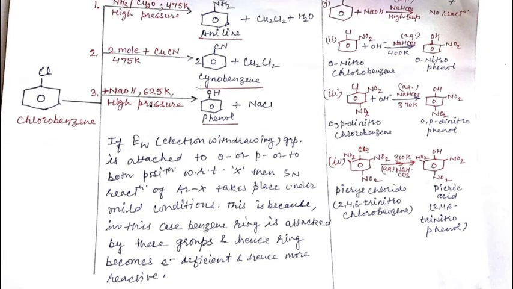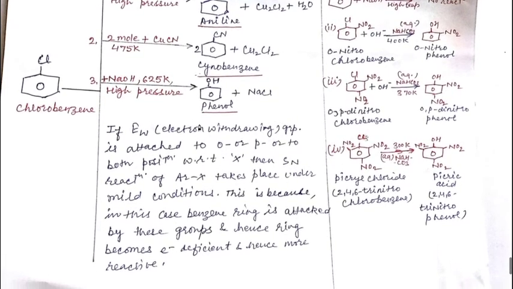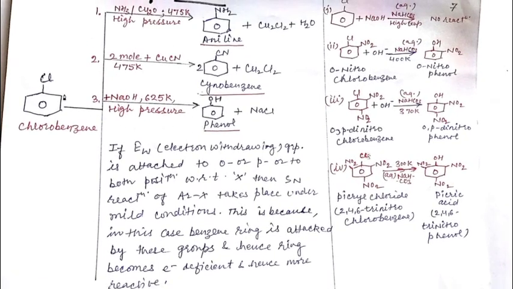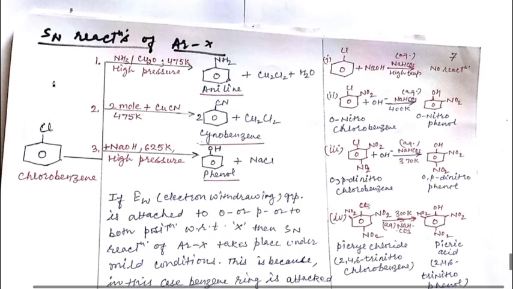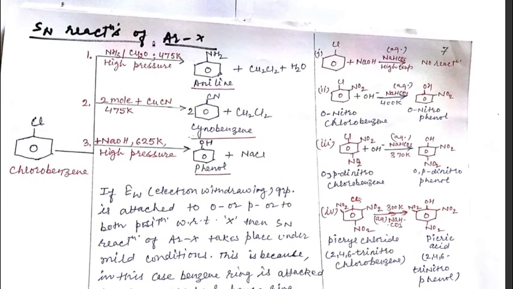At very high pressure and at 625 Kelvin temperature, when it is treated with sodium hydroxide, then Cl group is substituted by OH group and we get phenol. Now, if any electron withdrawing group is attached at ortho or para position of this halogen, then nucleophilic substitution reaction takes place very easily. For example, if chlorobenzene is treated with sodium hydroxide in presence of aqueous sodium hydrogen carbonate and high temperature, reaction will not take place.